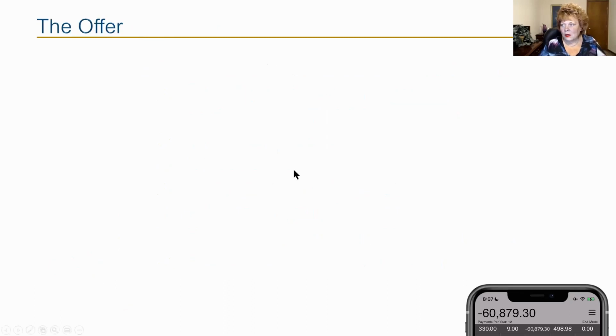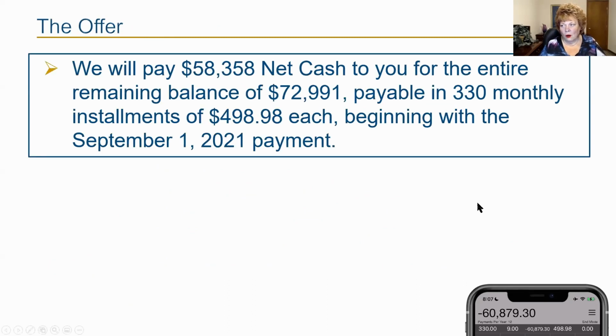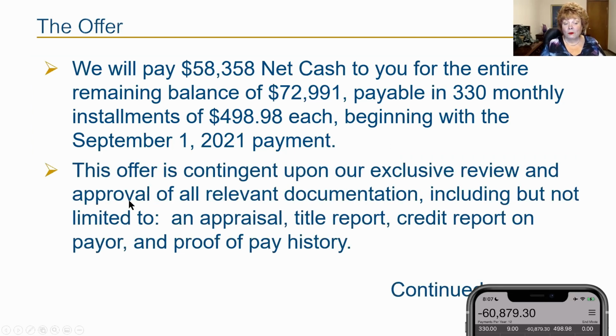Okay. So this is what my offer would actually look like. It's like what I was saying before. We will pay $58,358 net cash to you for the entire remaining balance of $72,991, payable in 330 monthly installments of $498.98 each, beginning with the September 1, 2021 payment. Here's my contingency clause.